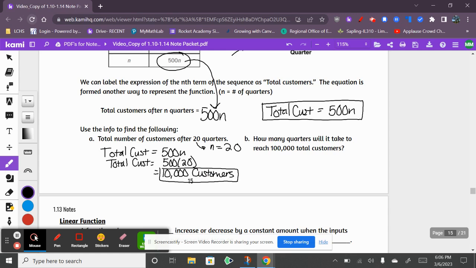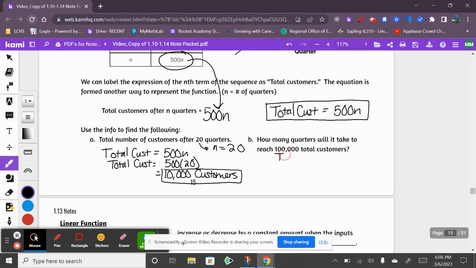For part B, this one's a little bit different. In this one, it says how many quarters will it take to reach 100,000 customers. So I'm going to start with our general equation. Total customers equals 500n. Well, this time they give us the total number of customers, so it's going to be 100,000 plugged in here.